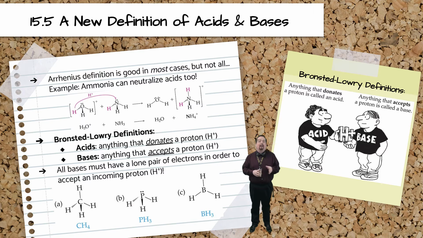Two scientists, Bronsted and Lowry, both independently from each other, came up with a new definition for acids and bases. This definition states that acids are anything that can donate a proton, or an H+, and bases are anything that can accept a proton. All bases, including those that have hydroxides, must have a lone pair of electrons on them in order to accept a proton from an acid.